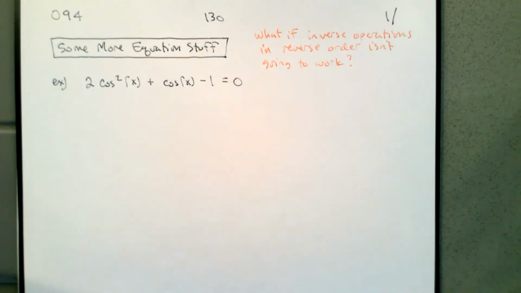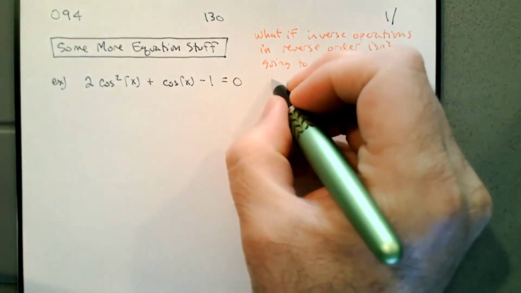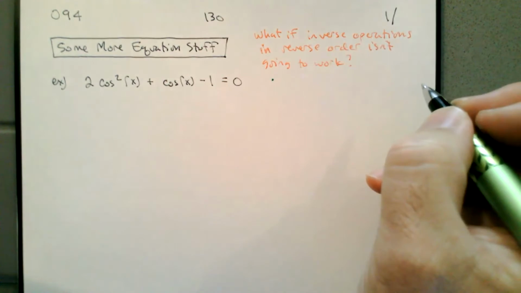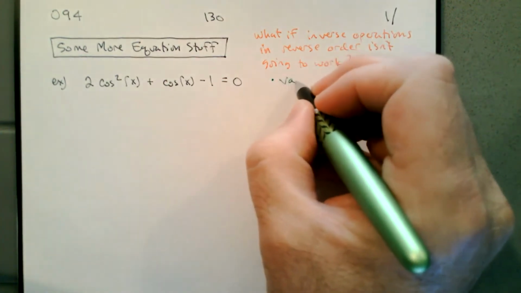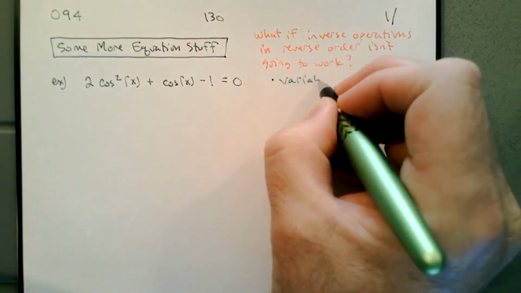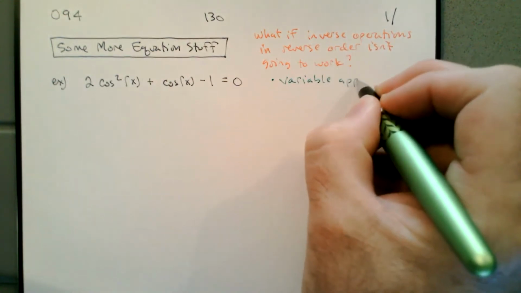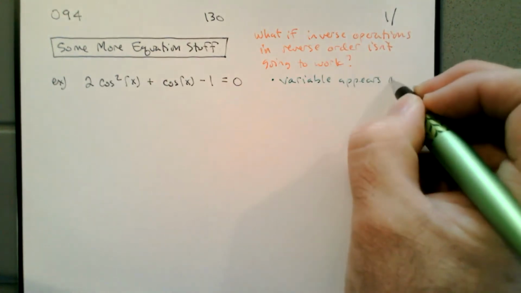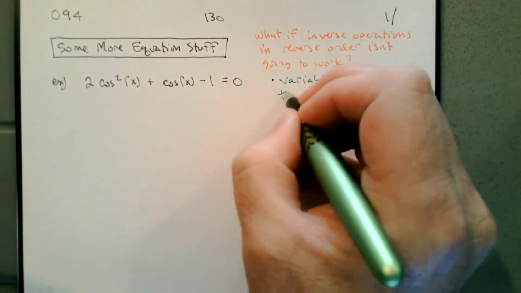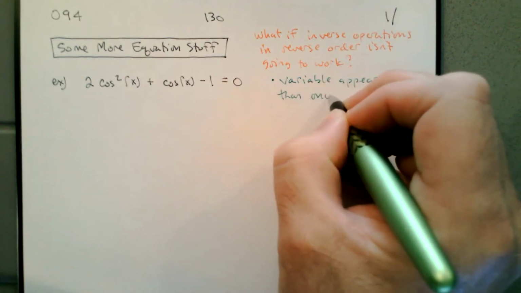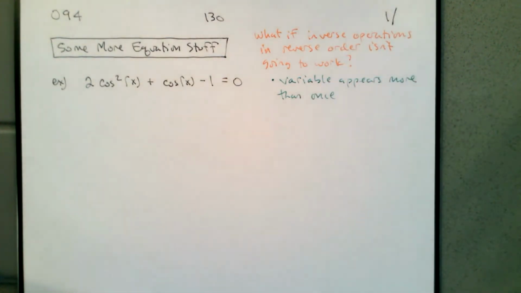So one of the reasons that will cause inverse operations in reverse order to not work is that the variable appears more than once. So we can't just track a list of operations on the variable.